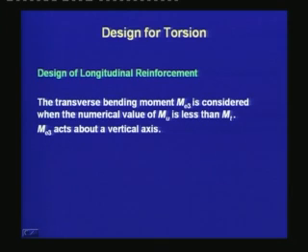The second mode of failure is considered when the torsion is substantial, and that is judged by the consideration that when the numerical value of mu, the flexural moment, is less than the equivalent bending moment due to torsion mt, then we are checking for the second mode of failure, which is the transverse bending failure. And remember that Me3 is acting about a vertical axis to generate compression in one side face and tension in the opposite side face.